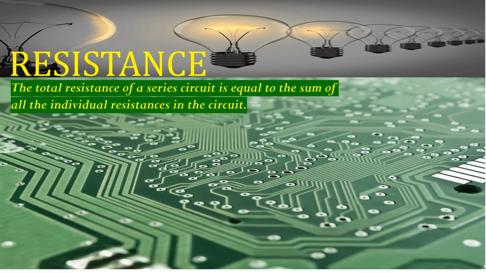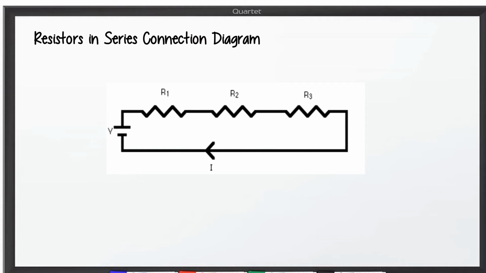Resistance. The total resistance of a series circuit is equal to the sum of all the individual resistances in the circuit. Ipinakikita po rito ang diagram ng resistors in series connection. Kung mapapansin po natin, yung mga resistors ay naka-arrange na parang chain, no? Sunod-sunod. Ito po yung symbol ng mga resistors at ito po ay ang symbol ng EMF or ng ating voltage. Ito naman po ay yung direction ng ating current.